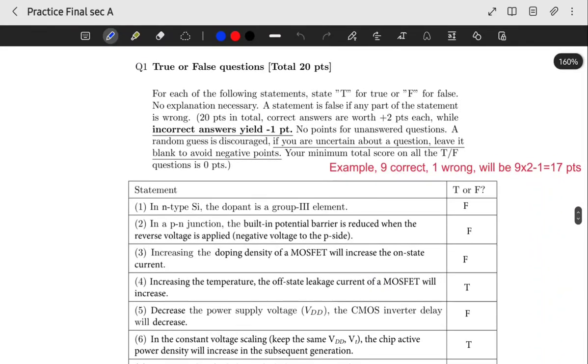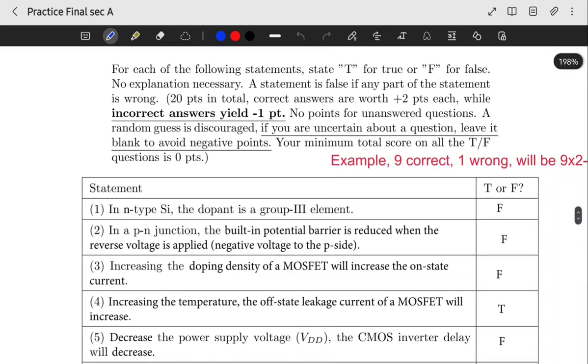So question 1 is about the true and false questions, and the first question is asking about N-type silicon, where the dopant is a group 3 element. But the answer is false because the N-type silicon dopant is a group 5 element.